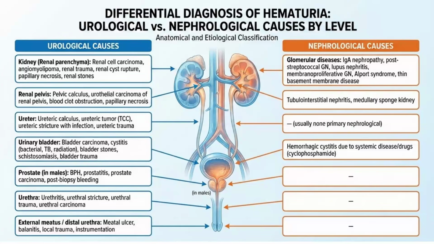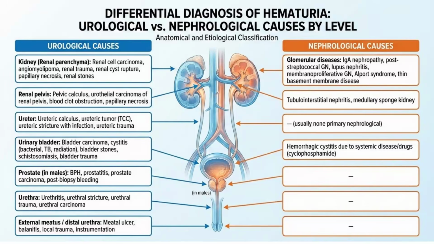In males, prostate would be a cause for hematuria. It may be prostatitis, BPH, carcinoma, or post biopsy bleeding. In urethra, it could be urethritis, urethral strictures, trauma, and external meatus with meatal ulcer, balanitis, local trauma, or instrumentation may also present as a case of hematuria.